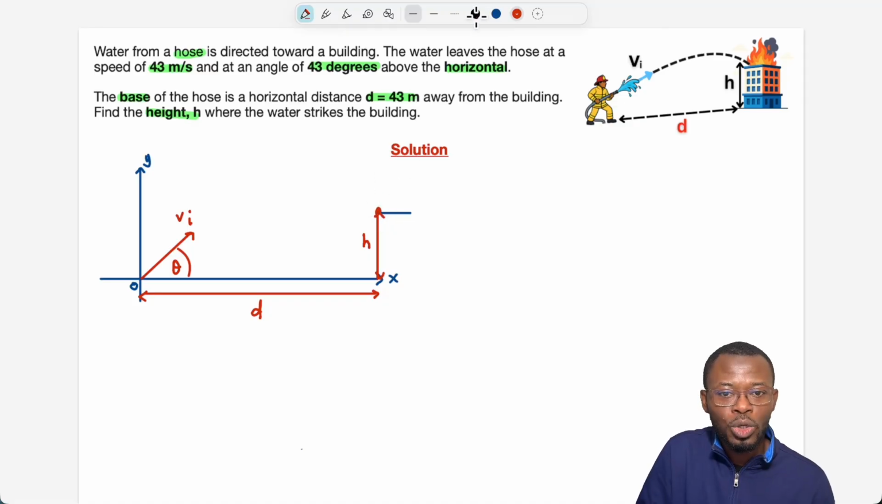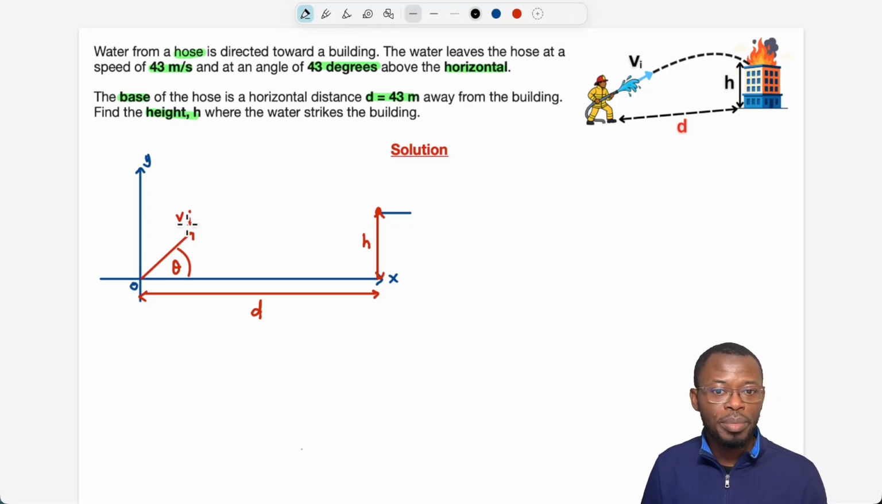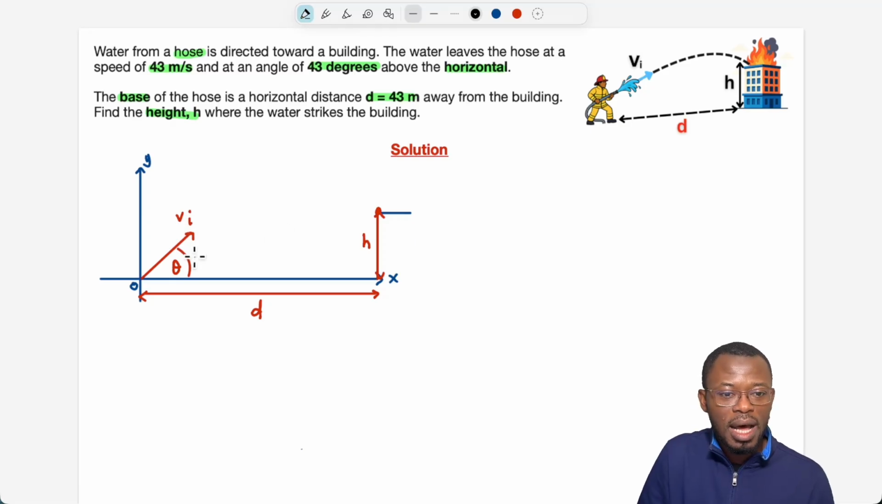So with that, we know that for any projectile motion, once it is launched at an angle with the horizontal, it is going to undergo a parabolic path because as it is traveling, it travels a horizontal range at the same time as the vertical height. So the trajectory of the water is going to be something like that, get to a maximum height until it strikes the building.